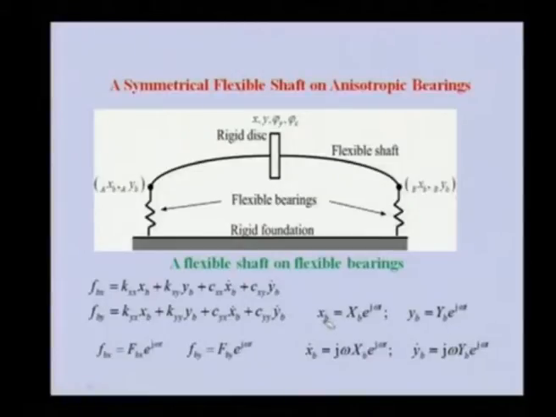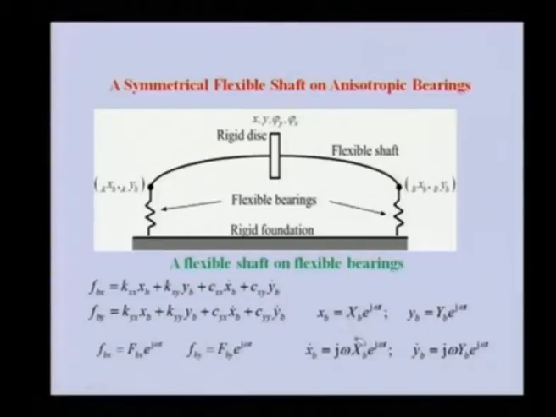So here we are writing the displacement in the x direction at the bearing end as capital Xb e^(jωt), and this is the displacement in the other direction of the same bearing. With this, if we take the derivative, we can get these two expressions for the velocity terms, because in our equation of motion for the bearing force we have velocity terms.